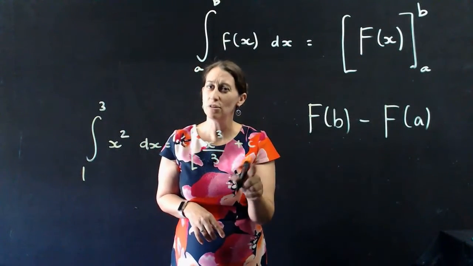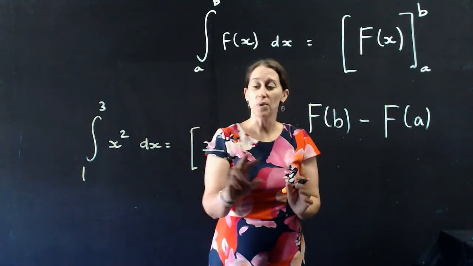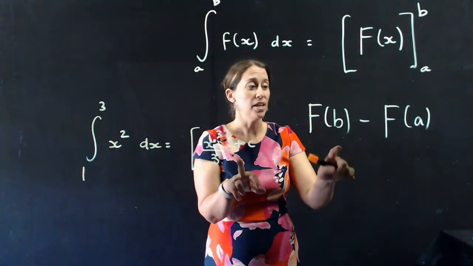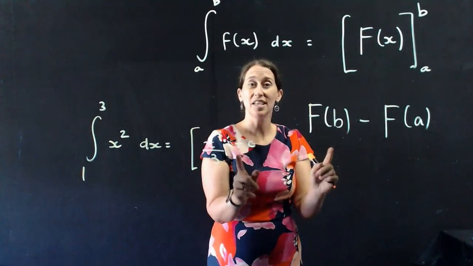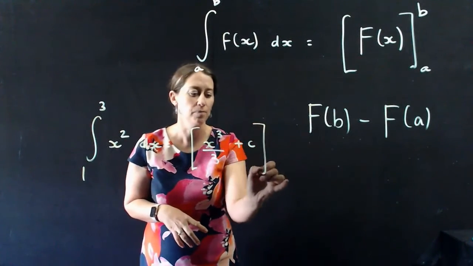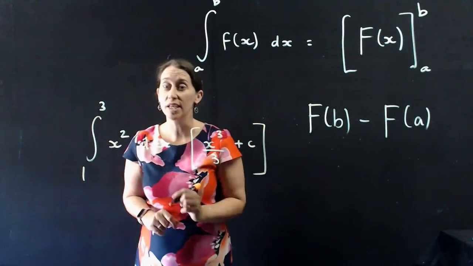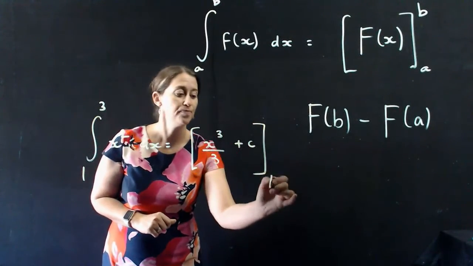However, we don't need to include this plus c, and that's primarily because if we put the plus c in, once I put b in and I put a in, I'll get c minus c, which will cancel out to make 0. But let's show you that anyway. So we don't have to put this in with a definite integral, only if we're doing indefinite integrals. So let's have a go.